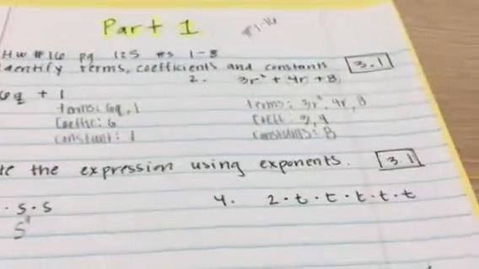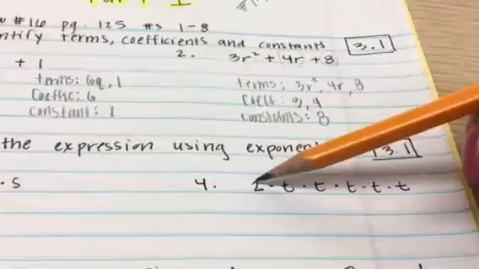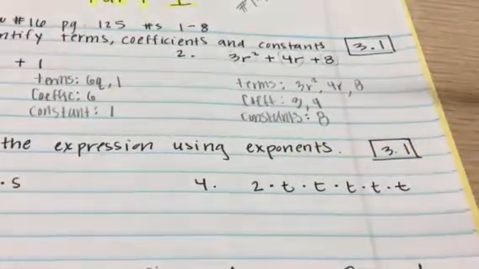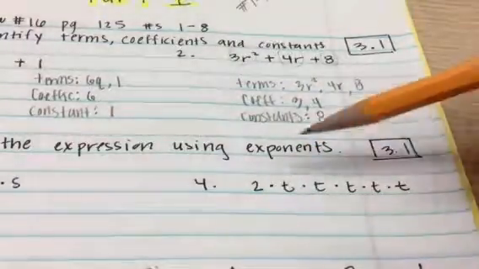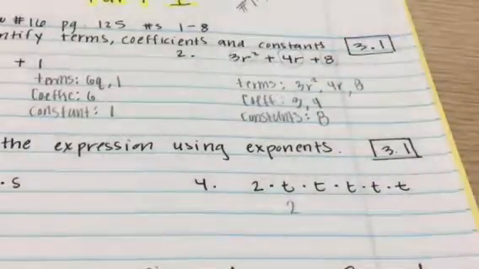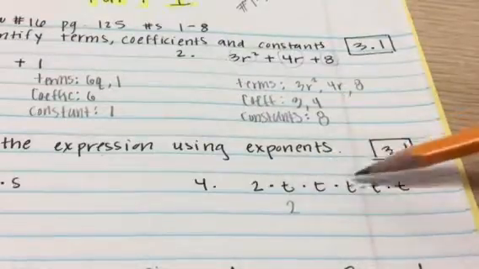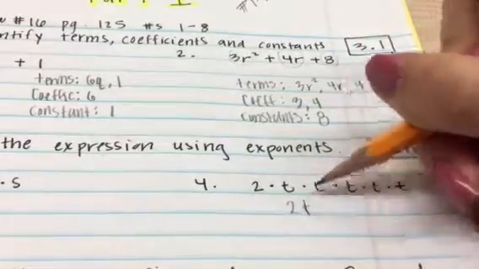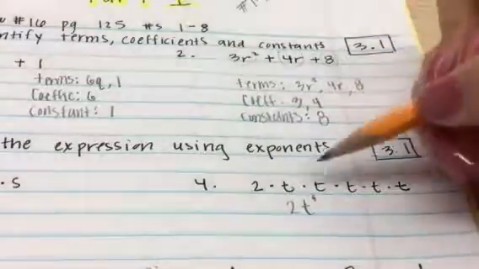Now moving on to number 4, we have the number 2, and then we have 1, 2, 3, 4, 5 t's. So since we only see 2 one time in our expression, we're just going to go ahead and bring that down because it's only 1, 2. And then let's go ahead and count how many t's do we have. 1, 2, 3, 4, 5. So then we're going to write t first, and then we're going to write 5 as a little exponent since we only see it 5 times.